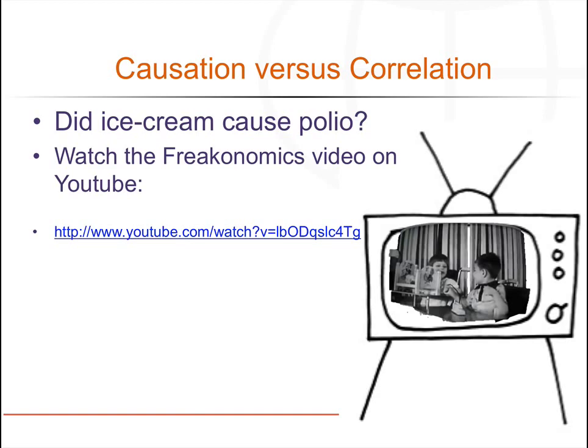Some decades ago, it was actually speculated in the US that ice cream would be the cause of polio. And if you like to know more, then you should check out this video from the book Freakonomics, which is an excellent book, by the way. On YouTube, we published a link on our website. There you see the historical reasons why back then they were thinking ice cream caused polio, a classic case of correlation being mistaken for causality.